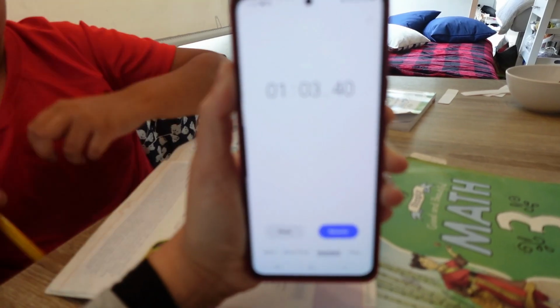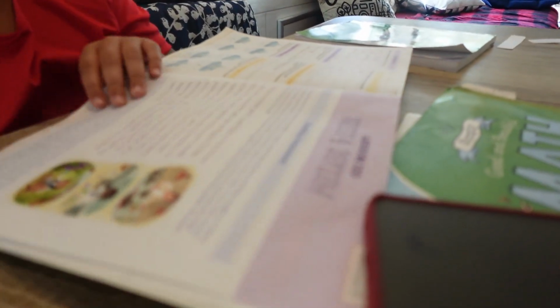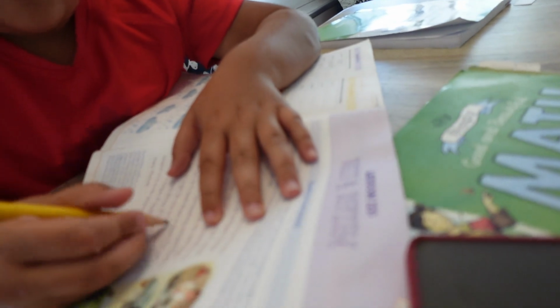So 1 minute and 3 seconds. So he was able to do the assessment. He did really good. He got one thing, I think, or 2 of them wrong, right, Nicholas? So I got chemist. And what was the other one? Oh, choir. So instead of saying choir, he said chore. So 2 wrong.